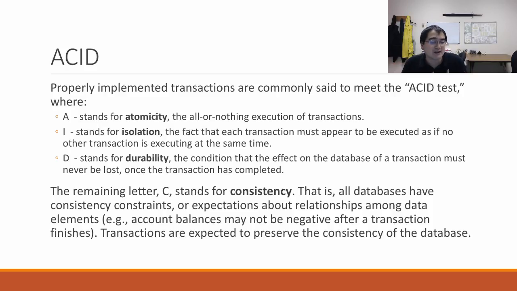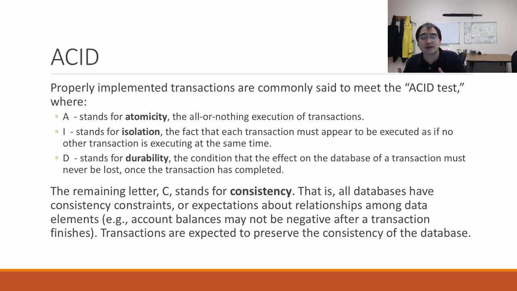And the letter that I skipped, because of course ACID's not aid, the letter that I skipped was C, stands for consistency. And this is probably the hardest one to understand. And this is the idea that all databases have consistency constraints, which is another way of saying expectations about the relationship between parts of the database. We'll talk about a number of examples as we go on. One that's easy to think about is the idea that maybe you have a rule that account balances in some sort of bank are never allowed to be negative at the end of a transaction. You're allowed to move money around, but when the transaction is done, nobody has negative money.